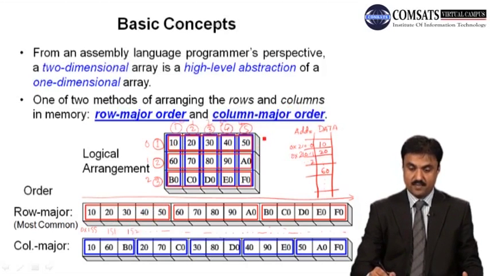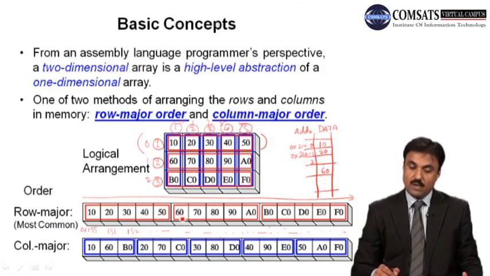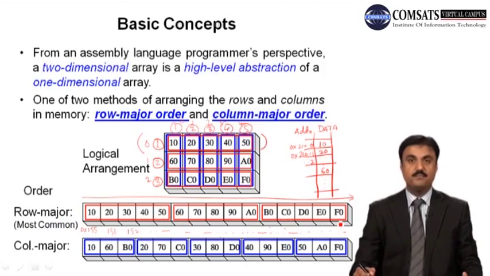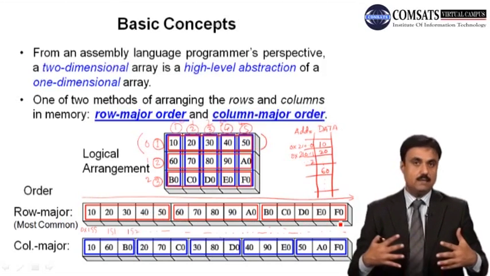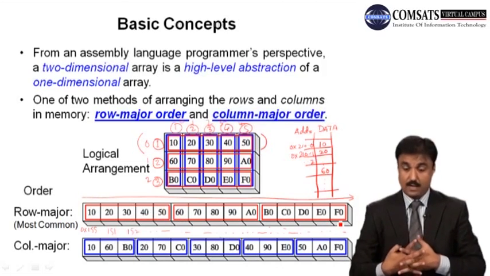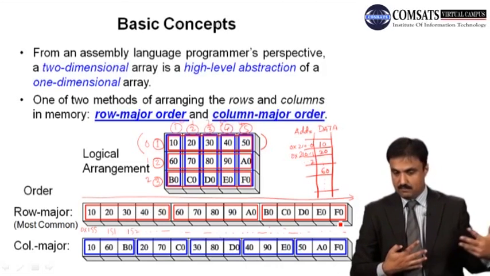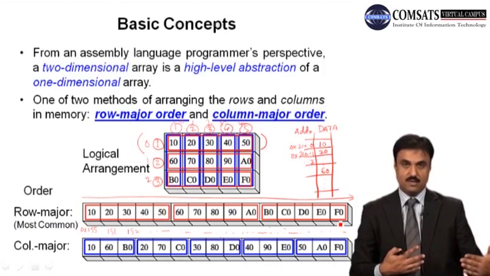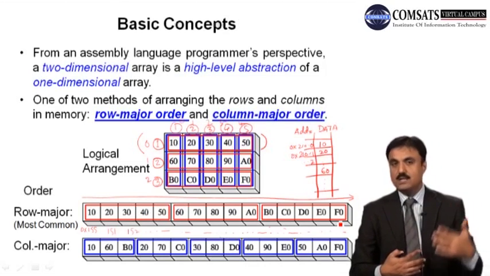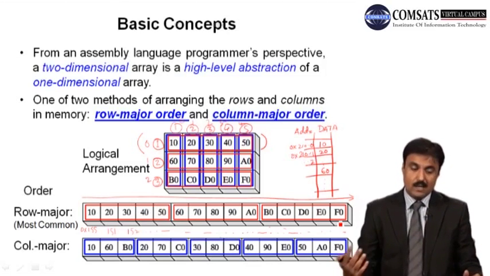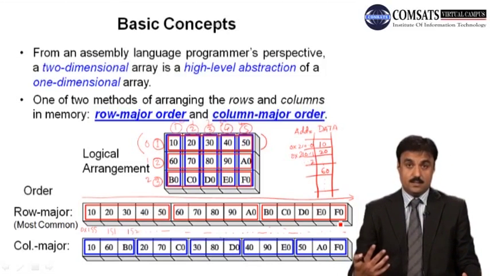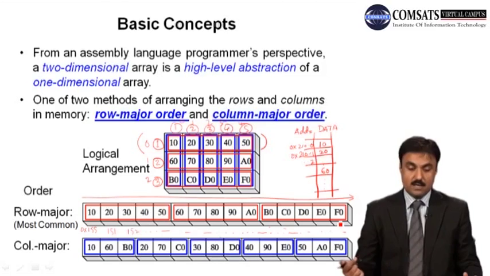This is the first row. So all the elements here are stored first. Then we have the second row, then the third row. So all the elements of a two-dimensional array or a table are stored in a linear memory in row order. Like, for the first row we store all the columns of the first row, then the second row and then the third row. This is the most common method to store the elements of a two-dimensional array inside memory.